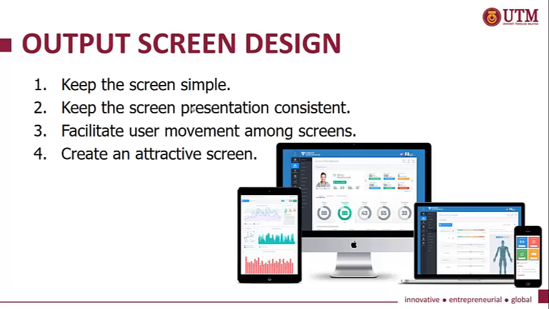And then facilitate user movement among the screens. You can also create an attractive screen by using animation. For example, when you mouse over a button, the button changes to red. That is one way you can make the screen attractive.